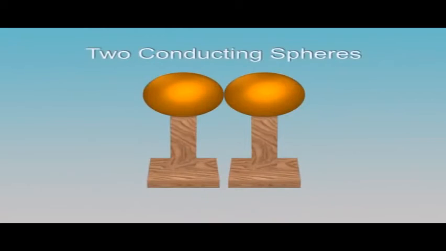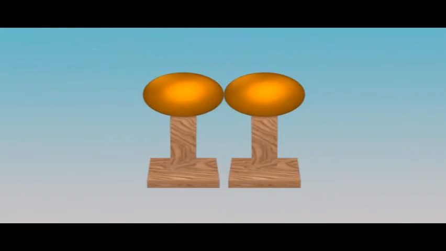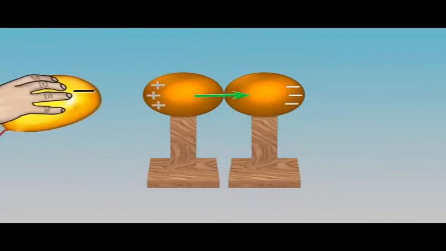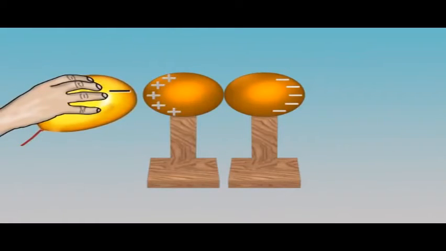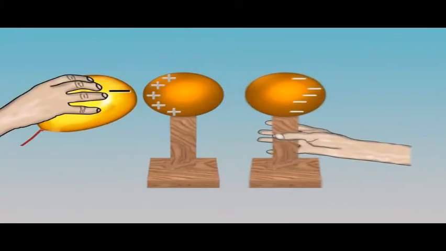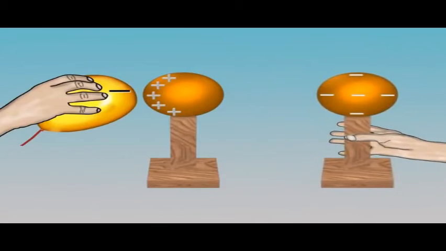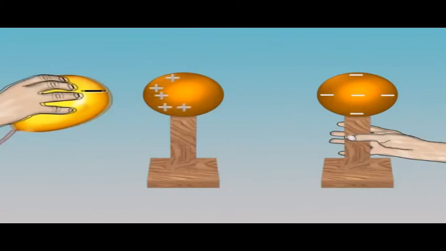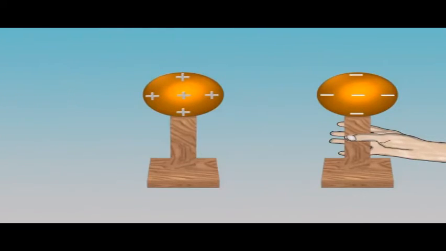Now, there are two conducting spheres placed on insulated stands. A negatively charged balloon is brought close to one of the conducting spheres. This induces positive charge on the closer sphere and negative charge on the rear sphere. When the sphere with the negative charge is moved away from the positively charged sphere, the negative charge gets evenly distributed on the sphere. When the negatively charged balloon is removed, the positive charge also gets uniformly distributed over the concerned sphere. Look at one more example.